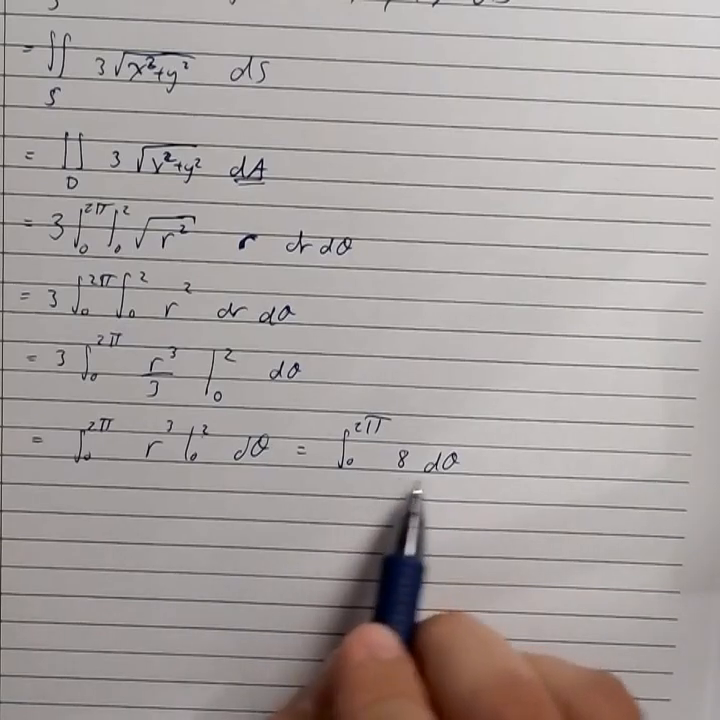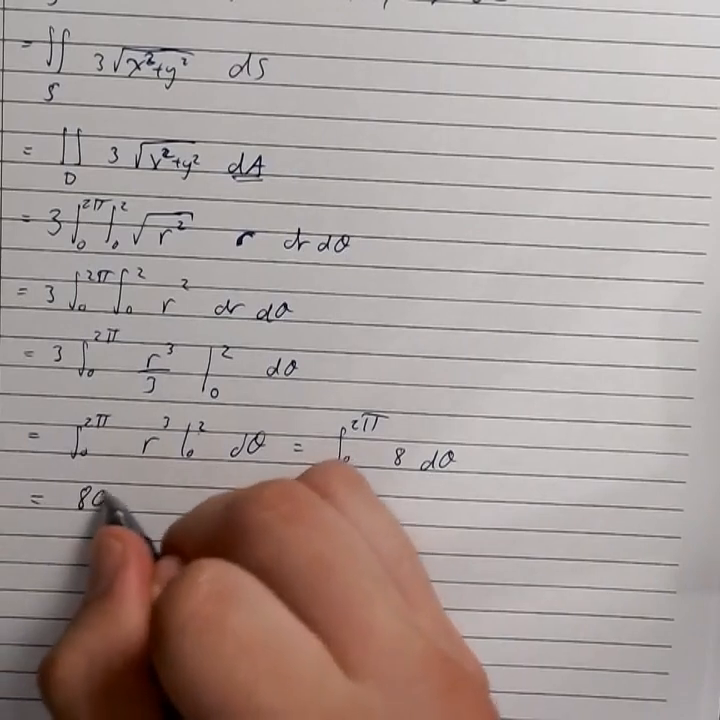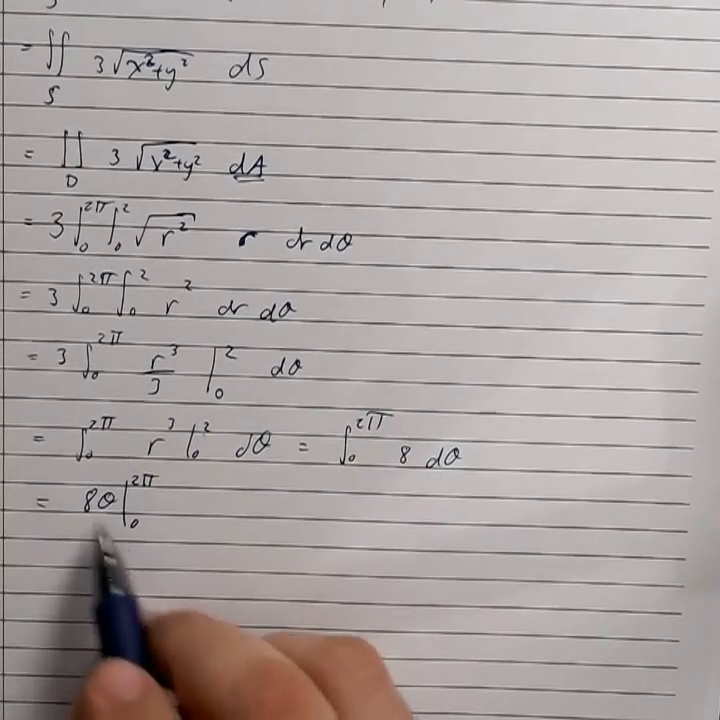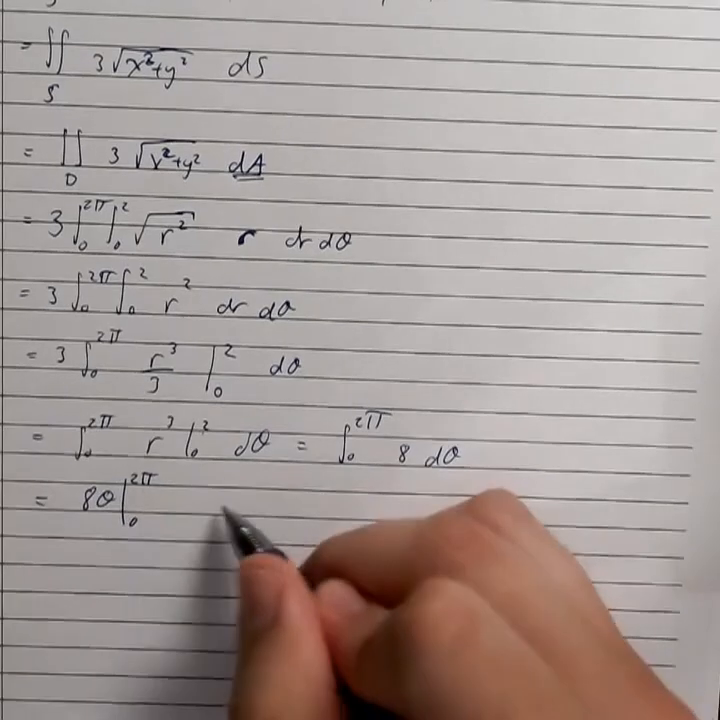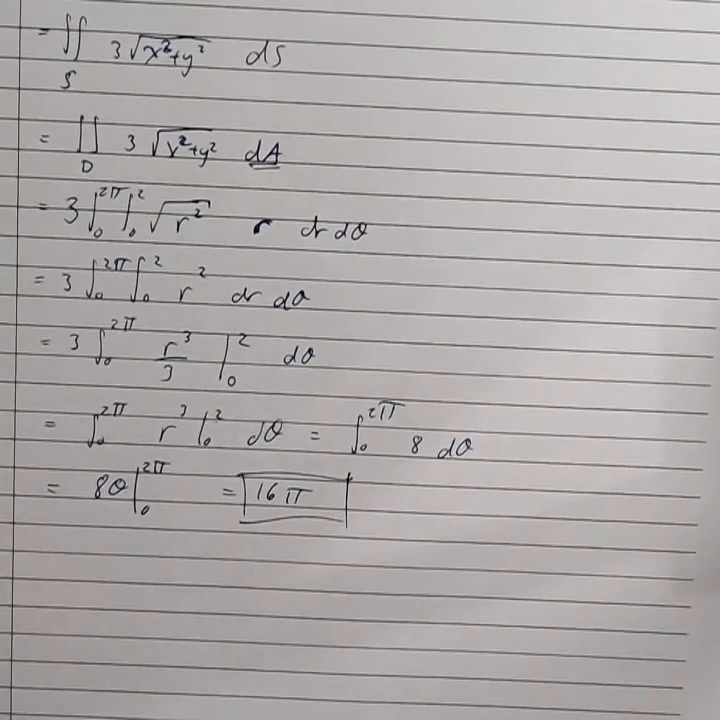And now, finally, I can integrate with respect to theta, which will make that 8 theta from 0 to 2 pi. 8 times 0 is 0, so we don't care. But 8 times 2 pi is 16 pi. Just like that.